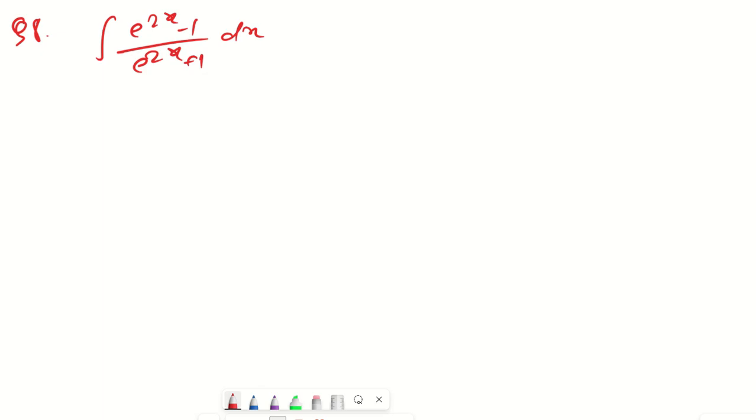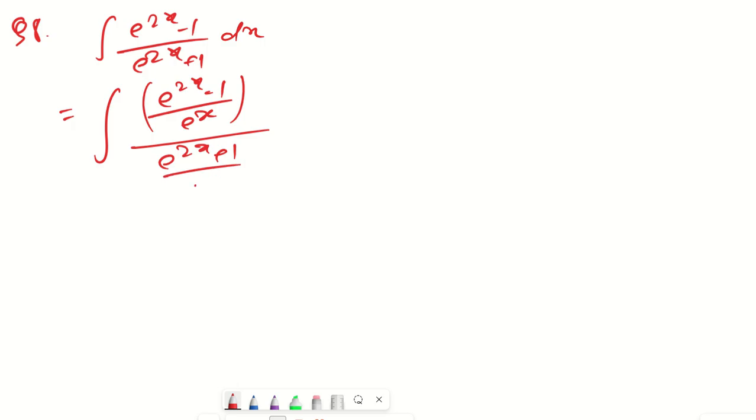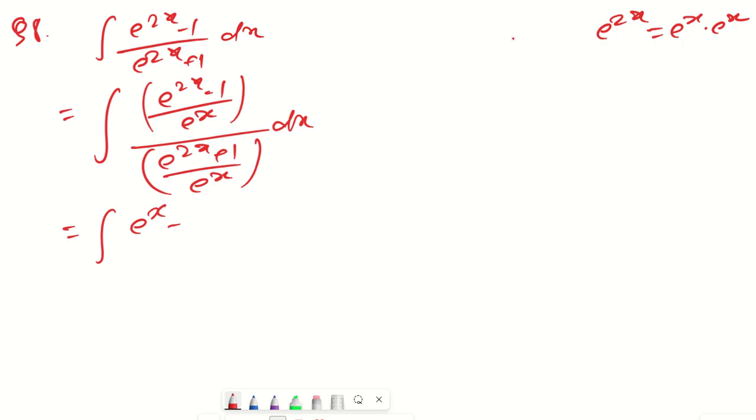To solve this kind of question, we'll try to divide and multiply it a little bit differently. So let's do that. Integration of e to the power 2x minus 1 by e to the power x, divided by e to the power 2x plus 1 by e to the power x, dx. Now e to the power 2x is nothing but e to the power x into e to the power x, so one e to the power x will get cancelled. So I can write e to the power x minus 1 by e to the power x, which becomes e to the power minus x.